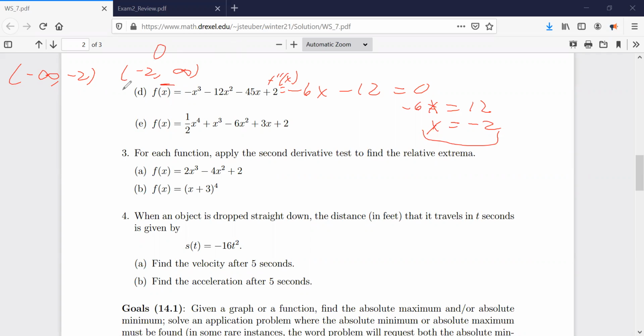And this guy, I'll plug in, say, -5. In that case, I get -6 times -5 minus 12 is equal to 18. That's positive. So this is concave up. So concave up from -infinity to -2, and concave down from -2 to infinity. Does that make sense to everybody?